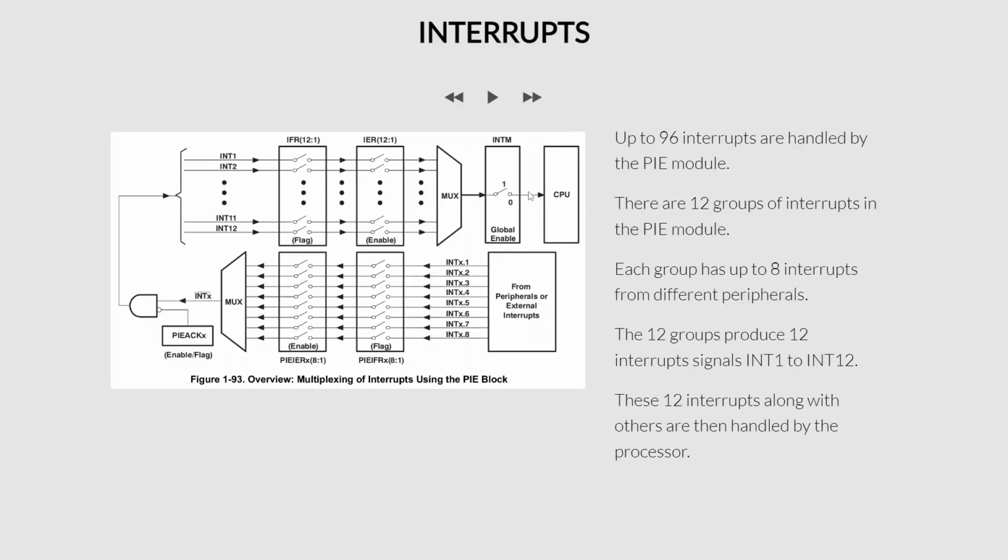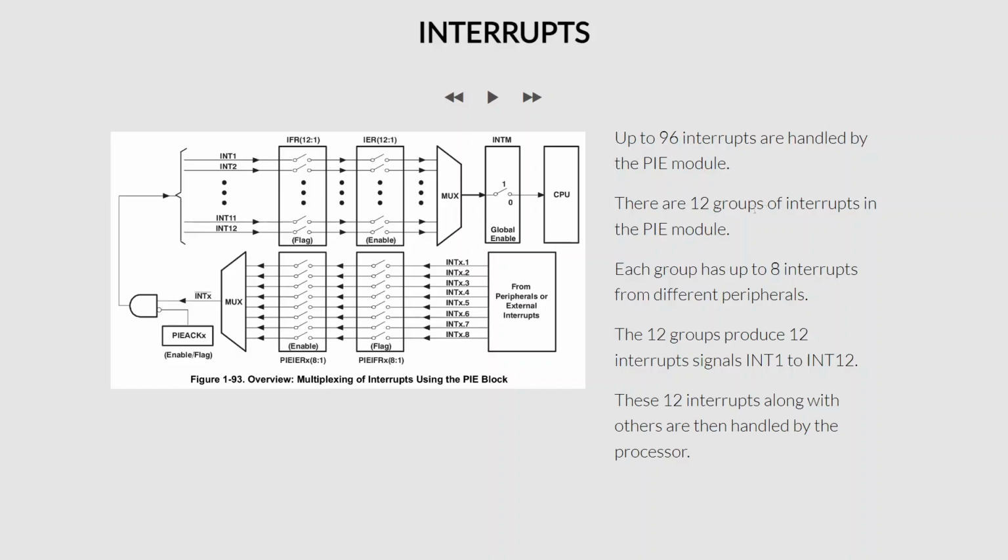So this is a block diagram of the Peripheral Interrupt Expansion block. Now, the F28069 can handle up to 96 interrupts altogether from all different peripherals, including even the interrupts which are passed directly through it. Now, these 96 interrupts are handled by the PIE module. I'll show you in detail.